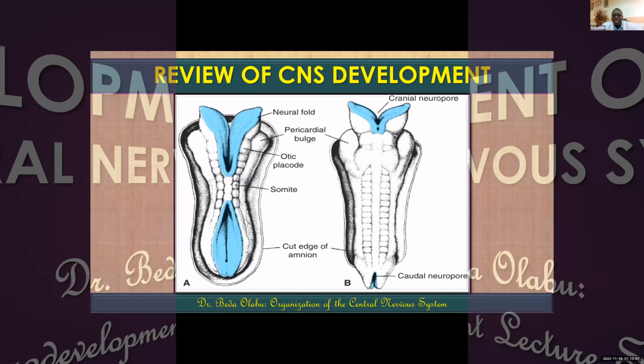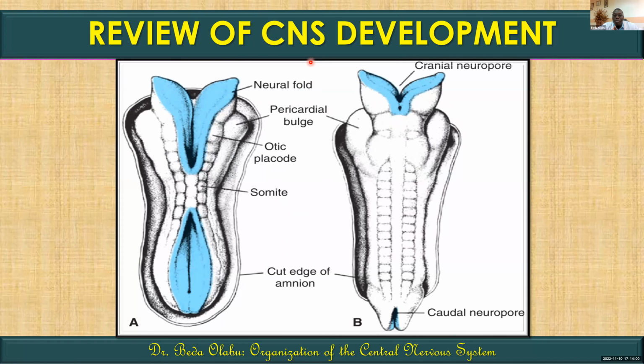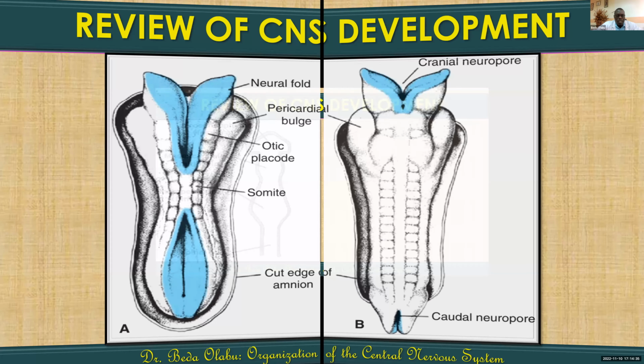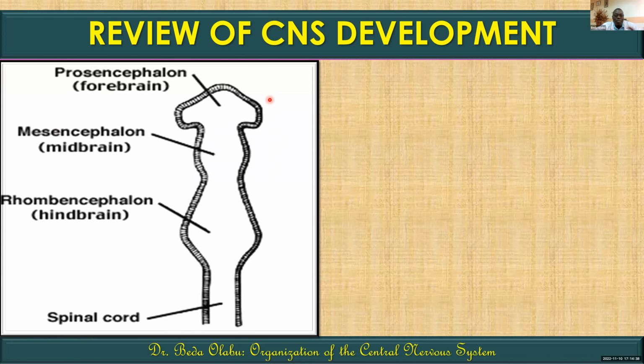So let's start by remembering that the embryonic primordium of the central nervous system is a neural tube. Remember, the neural tube forms from the third week of development through the process of neurulation. Once neurulation has occurred, we have a structure called the neural tube. This neural tube gives rise to the central nervous system, which is both the brain as well as the spinal cord. After the neural tube has been formed, it divides into some swellings.